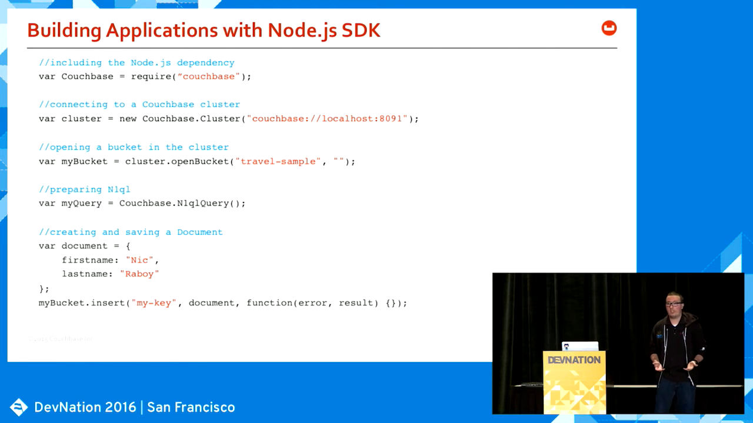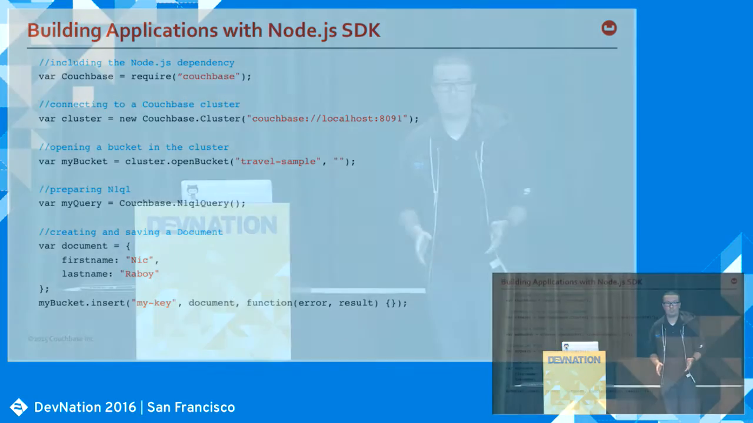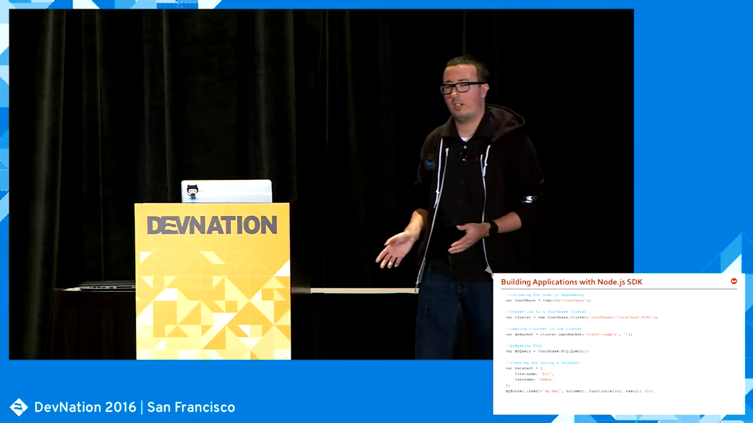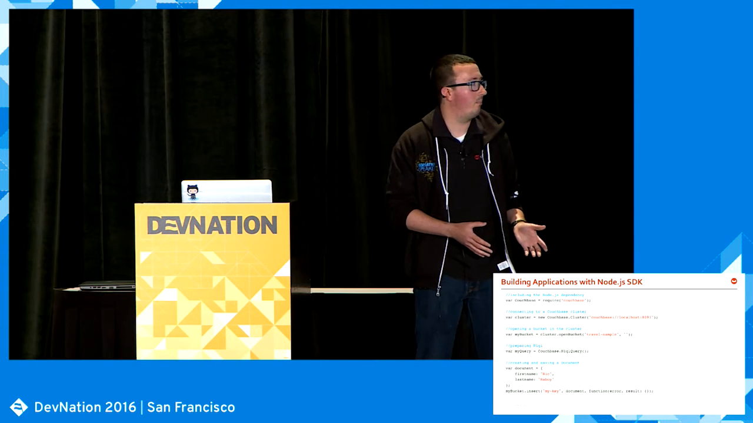So a bucket is a collection of NoSQL documents. Generally, you would have one bucket per application, and you would store all of your different document types in that single bucket. So you could have people documents, you could have department documents, you could have any number of combinations of documents inside of this one bucket.